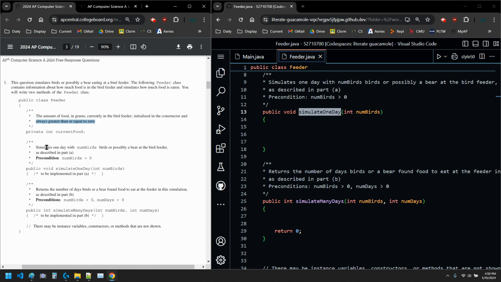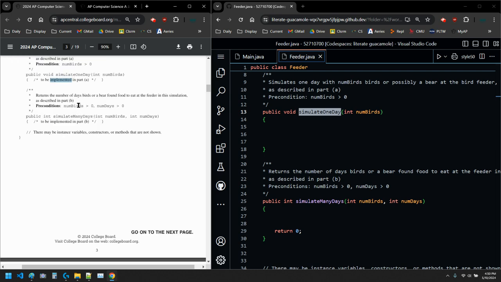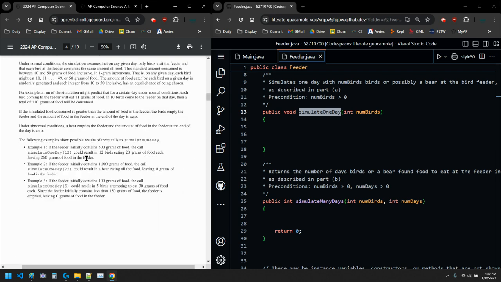And then simulates 1 day with numBirds. So the method we're making is simulateOneDay, where maybe a bear eats the food, and the number of birds is not going to be 0. Okay, so we're going to simulate 1 day. I'm going to skip part B for now. Oh, that's a lot of text.